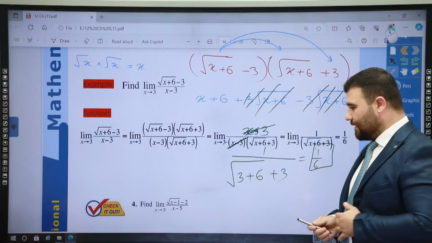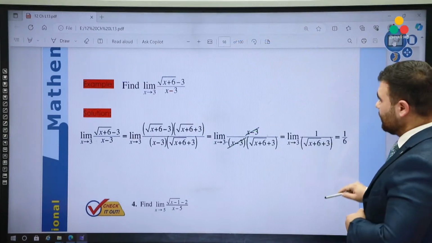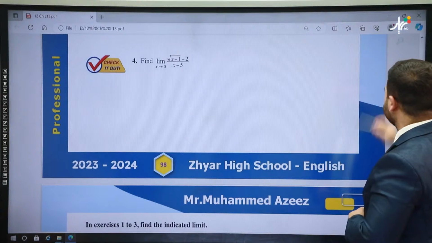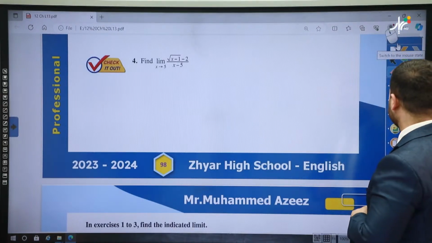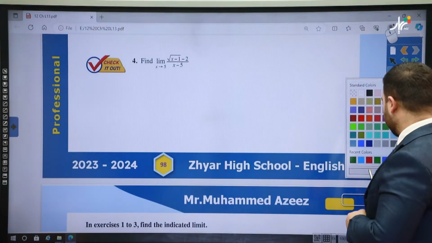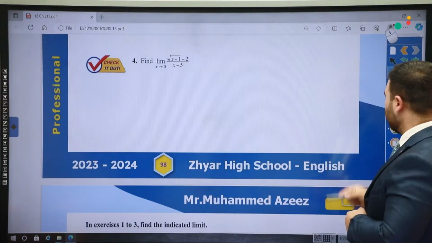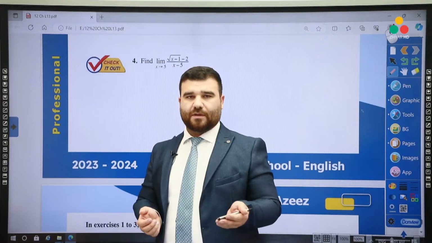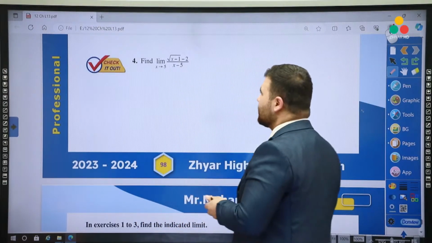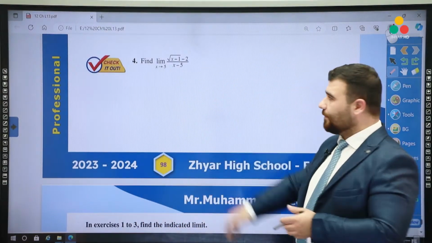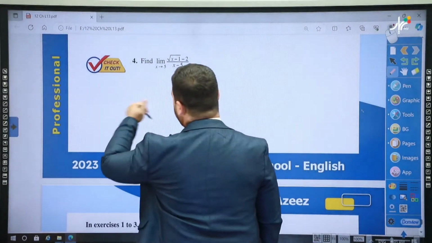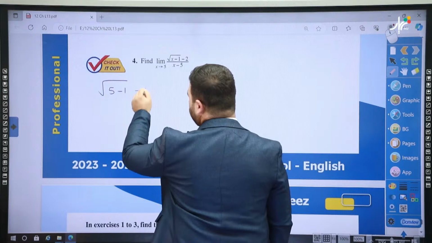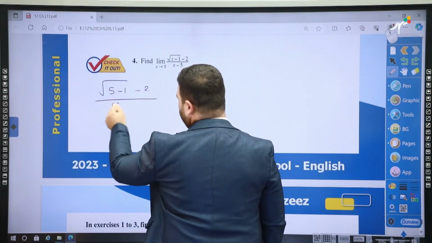This next one has the same idea. Let's do this to master the conjugate. Don't forget for every question, firstly, do the direct substitution, because it might not be 0 over 0. If it's not 0 over 0, direct substitution can get the job done. Let's do this. If I put 5 in place of x, this will be square root of 5 minus 1, minus 2, over 5 minus 5.